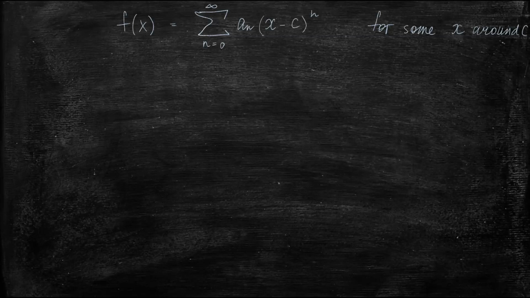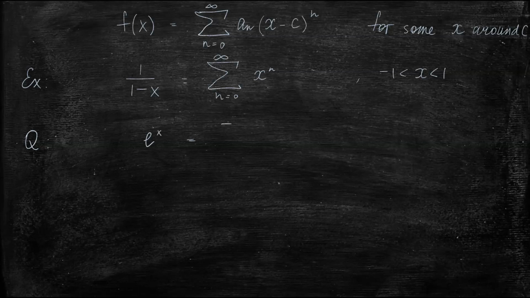However, we do know some examples of knowing what a power series representation of some function would be on some interval of convergence, such as this one. The question that we're trying to answer is whether, for a function such as e to the x, there exists a series that acts like that function for some values of x around c.